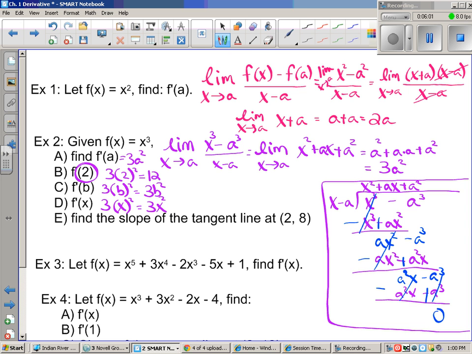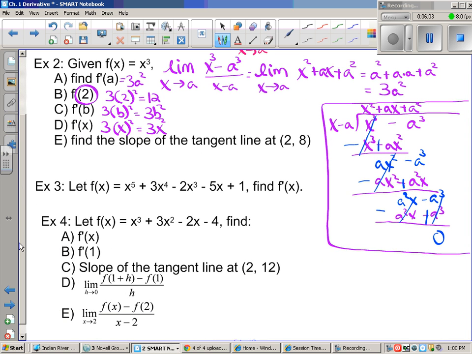Pretty simple there. Now when it says find the slope of the tangent line at 2, 8, remember this is just another way of saying f prime of 2. It's exactly the same question as part B there. In fact, I don't even need to solve anything. I just know it's already 12.